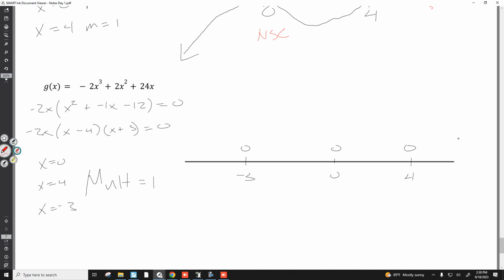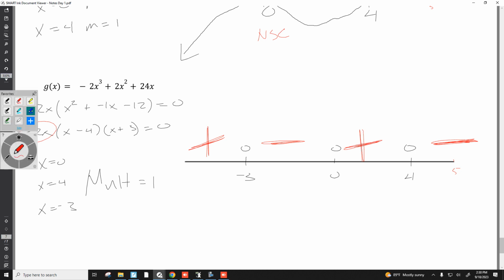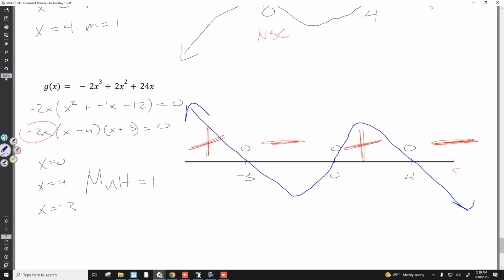I'm going to plug in 5. I get a negative times a positive times a positive. That's a negative. Change sign, change sign, change sign. But now I know my graph's relative shape. Positive, negative, positive, negative. Look at you. You're already a human graphing calculator. Okay? That's day 1. Later.